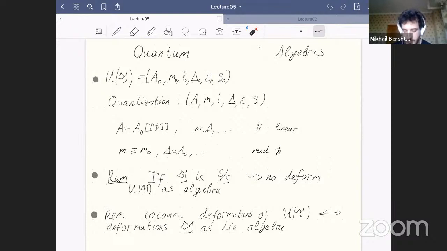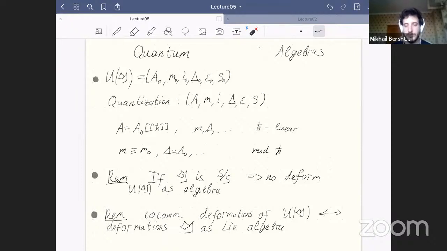So the definition is the same, but I want to give a couple of remarks here, and I already wrote them. The first of them is the following. If G is semi-simple, then there is no non-trivial deformation of U of G as an algebra. Actually, I gave a problem in the first lecture that the corresponding Hochschild cohomology is equal to 0. This proves that there is no non-trivial deformation.